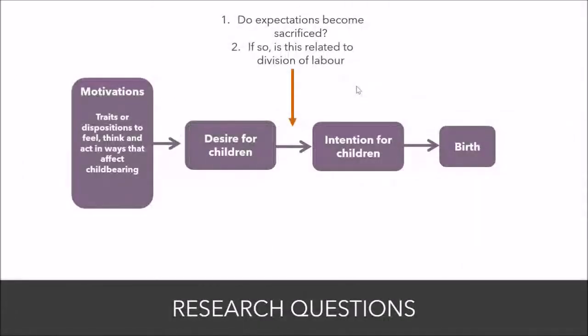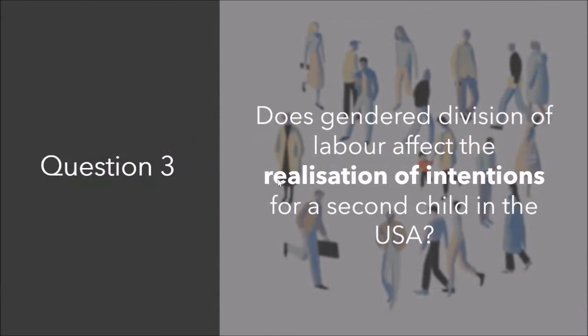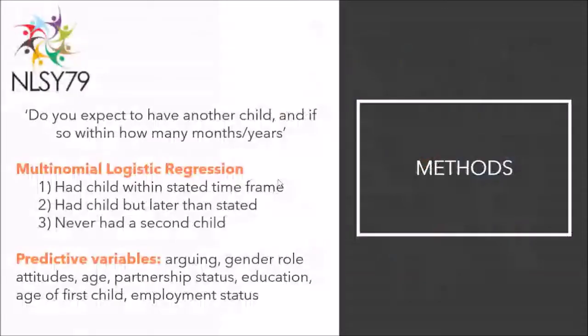So thus far, I've presented work that focuses on this junction of the behavioural pathway. The last bit of analysis I'm going to show today, again, is work in progress, but it does look at how division of labour affects realisation of intention. So this last point on the pathway: once an individual says they want a child, do they go on to do so? And I'm using here the USA cohort study to look at this.